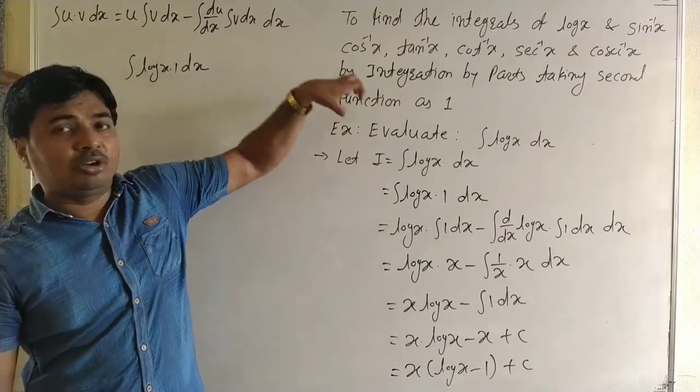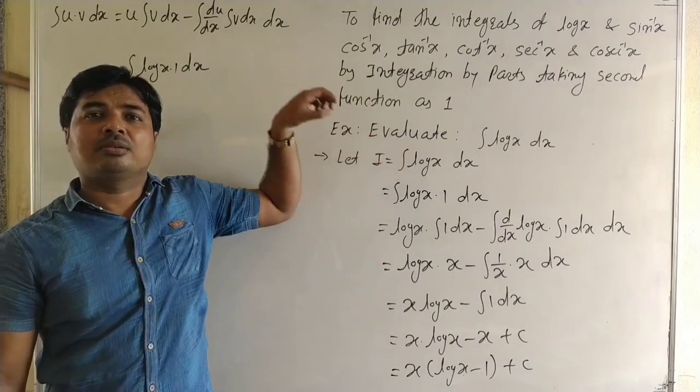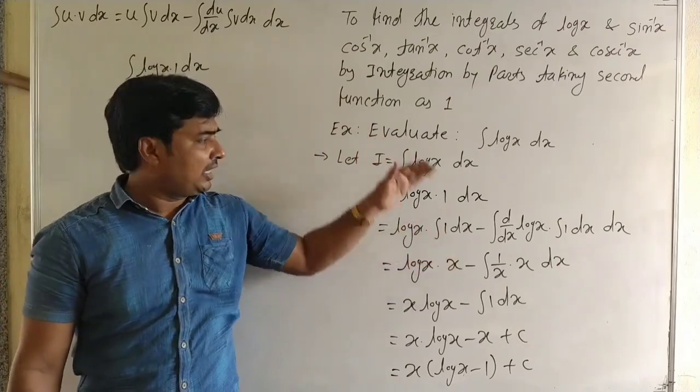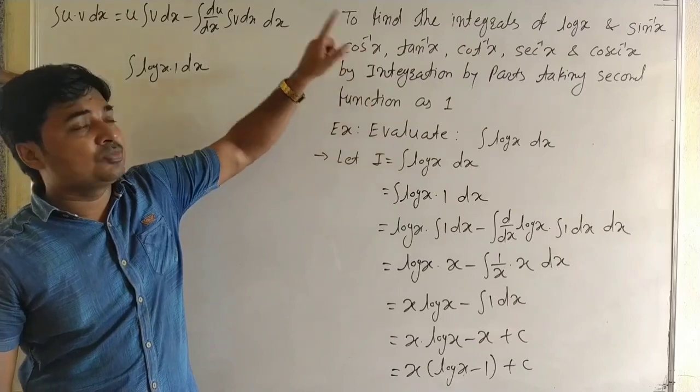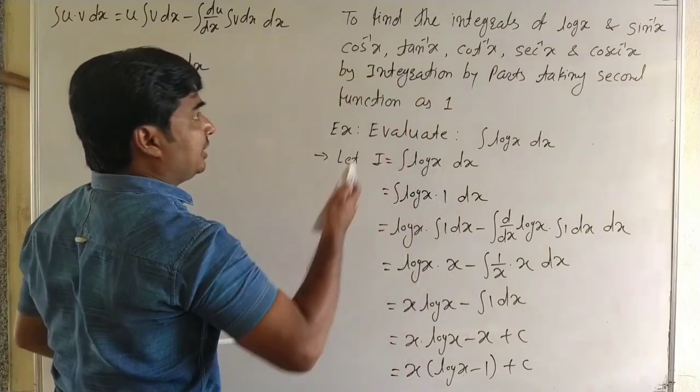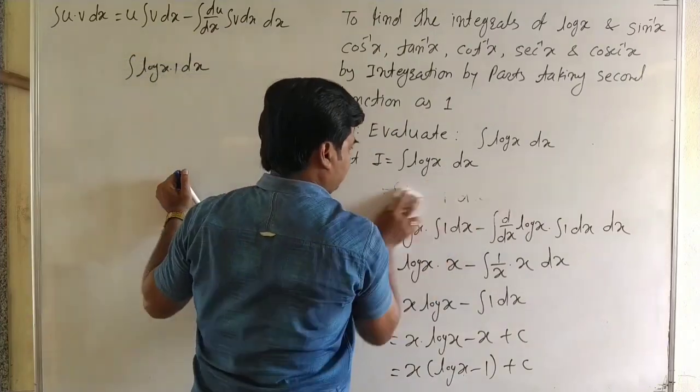That means we find the integral of a logarithmic function by using integration by parts, taking the second function as 1, and the same process applies to the inverse trigonometric functions. Now we can find the integrals of the inverse trigonometric functions.